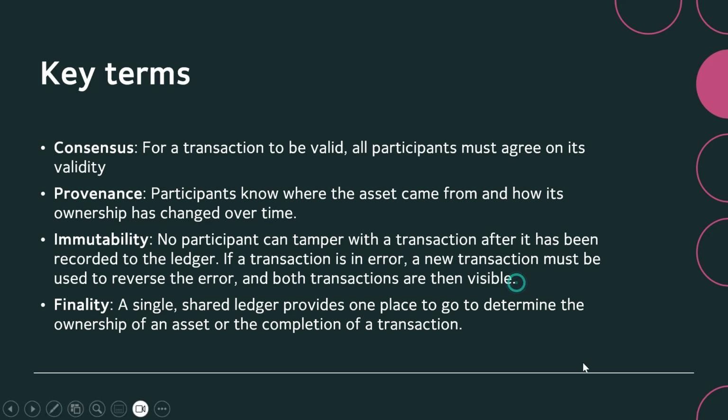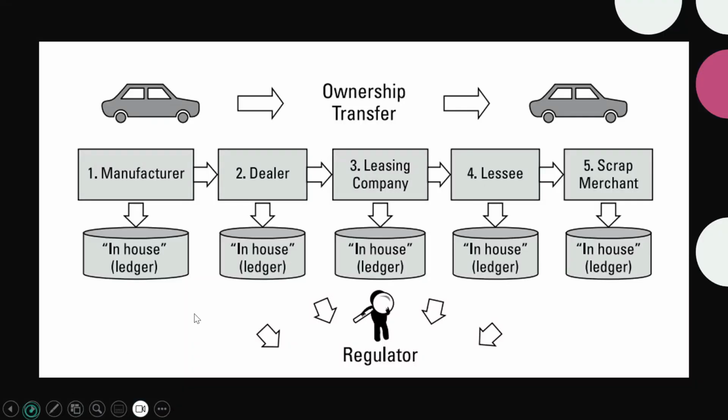Now let us look at an example just to clarify how blockchain works. This is an example I've taken from one of the blogs which says, let's say there is a manufacturer producing a car. They are giving it to a dealer, then to a leasing company, then to the lessee. And finally, when the car is used for many years, it will go to a scrap merchant. Let's assume that this is the life cycle of a tangible asset, a car.